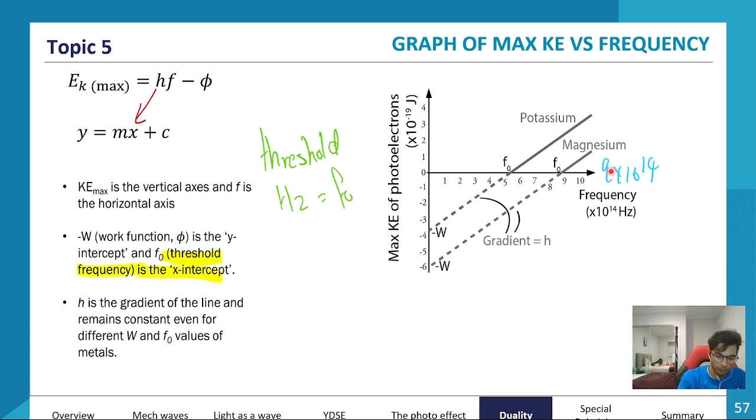And the y-intercept is the work function, so the amount of energy that you need to actually displace the electrons. Putting that together, you get this sort of line, which is just a simple linear line.